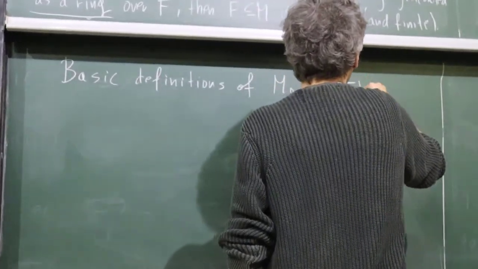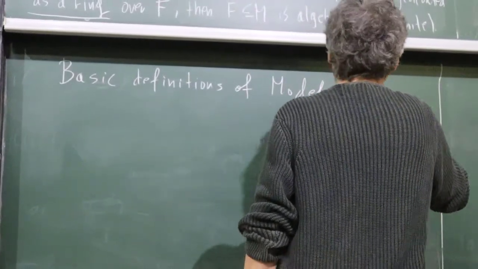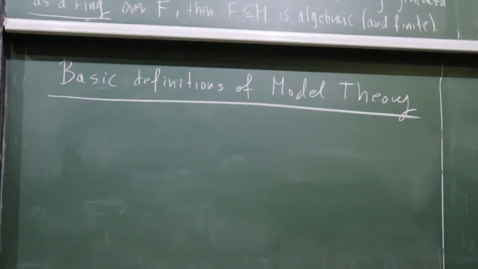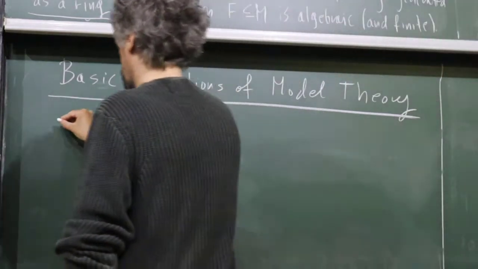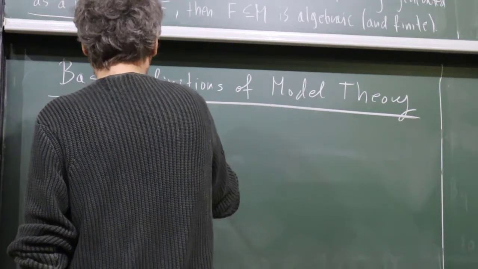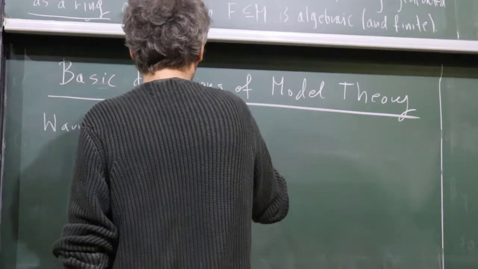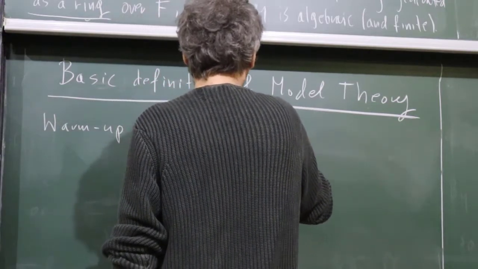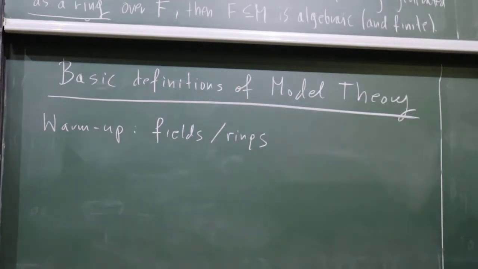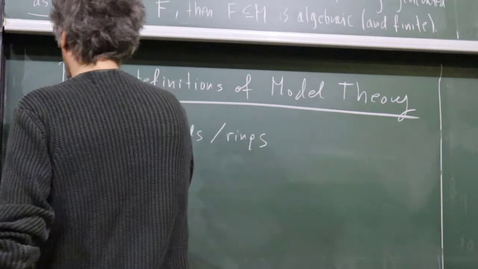Model theory. So I plan to start slow. So it will be a warm-up in the case of fields or rings. I will not give the most general definition first. I will give a concrete example.